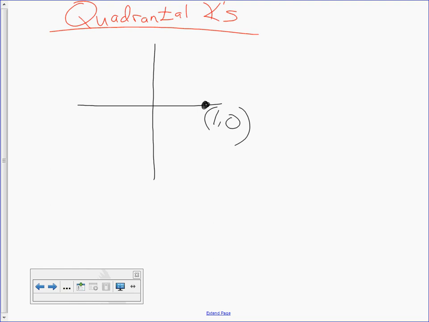Anyway, what is your x value? Your x value is 1. What's your y value? What's your r value? 1. Remember, your r value is found by the square root of x squared plus y squared. 1 squared plus 0 squared is 1. The square root of 1 is 1.